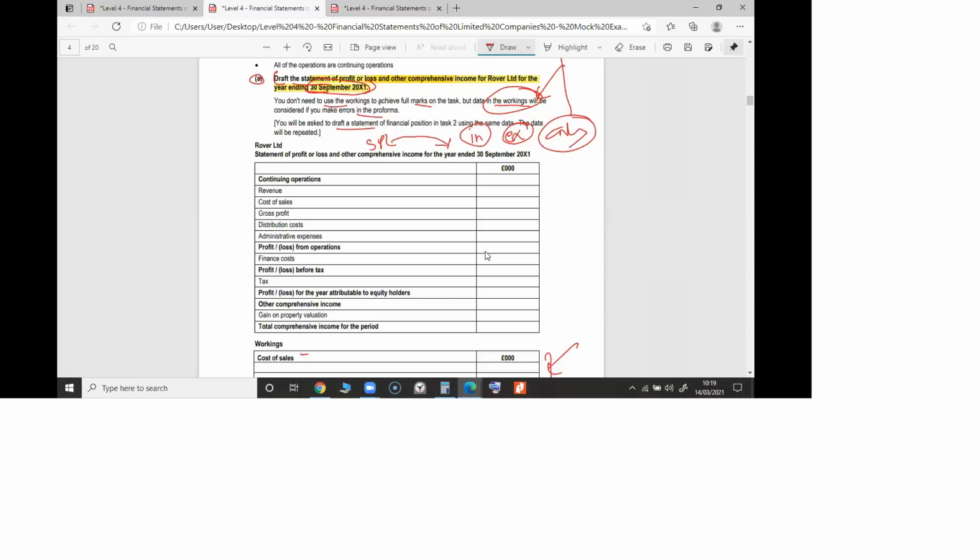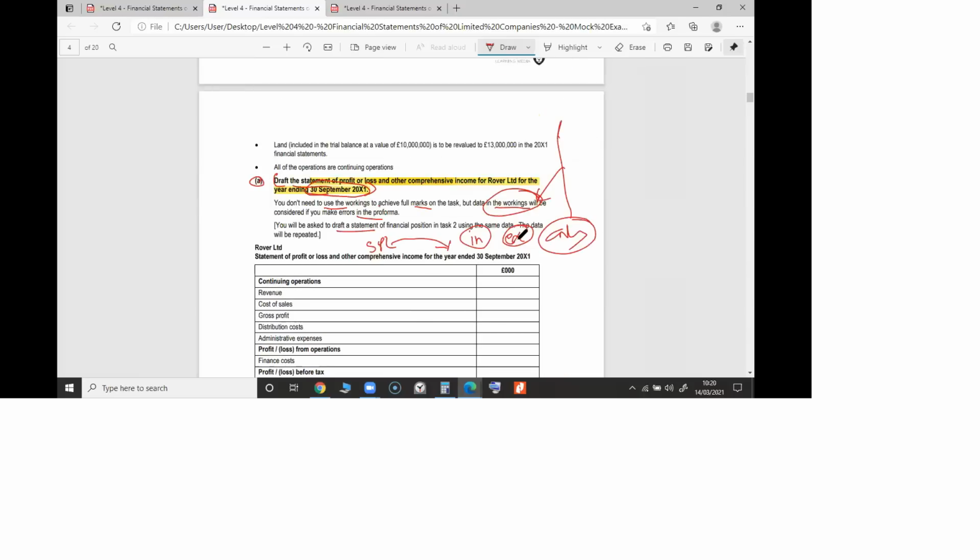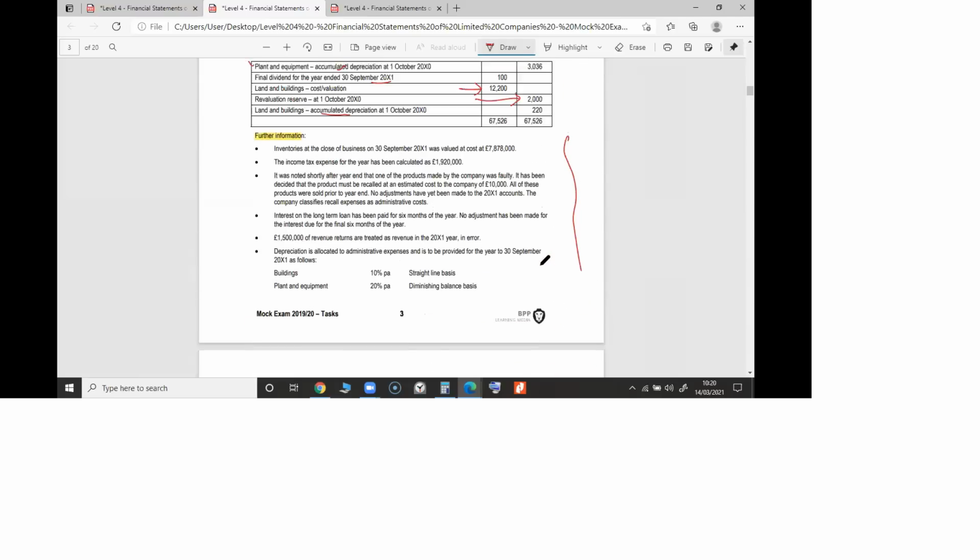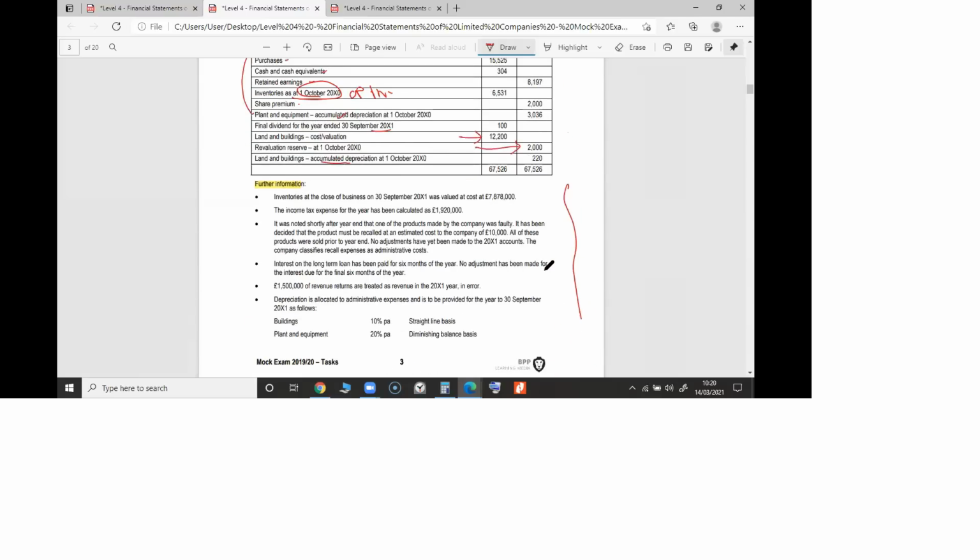And all your assets, liability, capital, drawings, dividend, share capital and equity, all those things you record in your SOFP. That's it. So I hope you're good in the trial balance. Now let's check the further information.